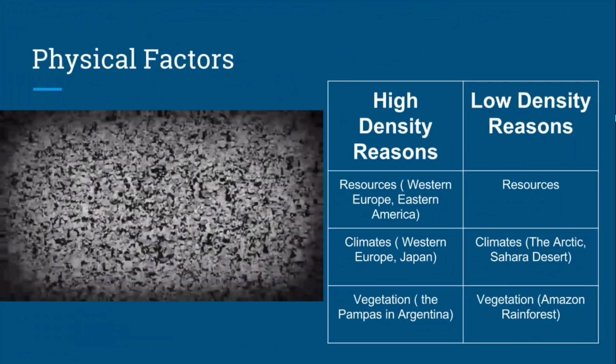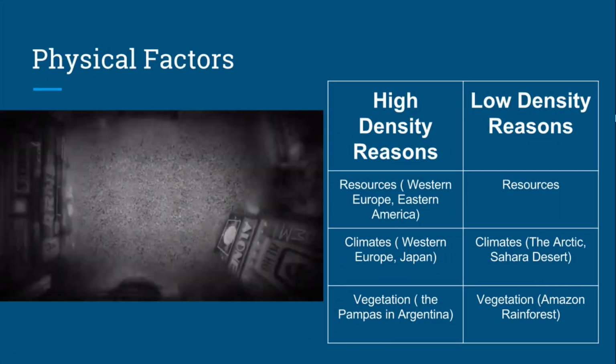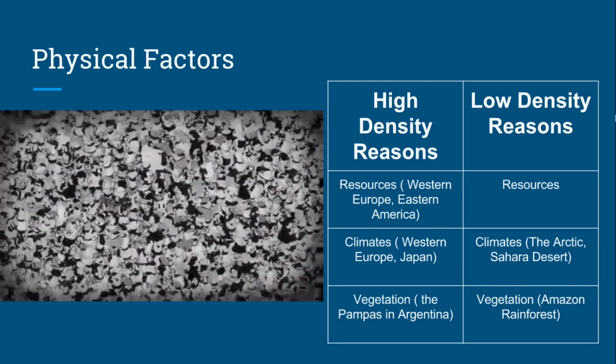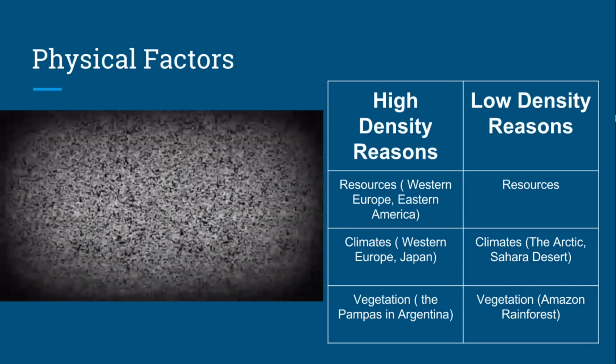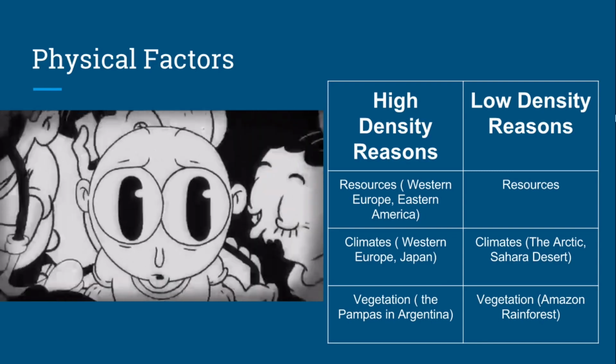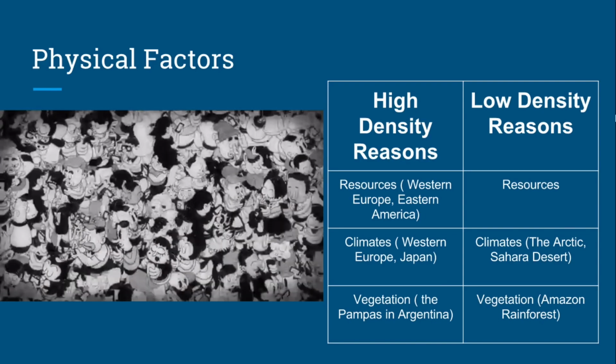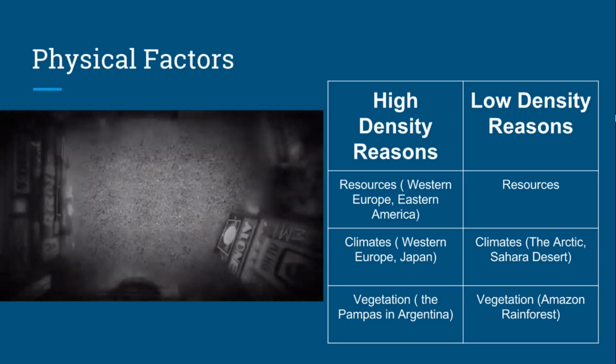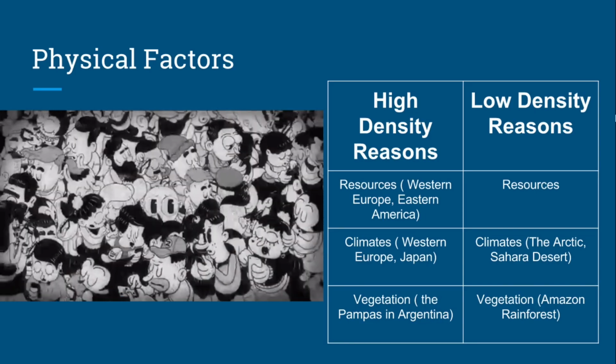Okay, now to move on to the physical factors. We will be looking at the high density reasons and the low density reasons. To start, a reason for high density is the resources. Plenty of water, timber, minerals such as coal, oil and copper enable countries to develop. As an example, Western Europe and Eastern America.